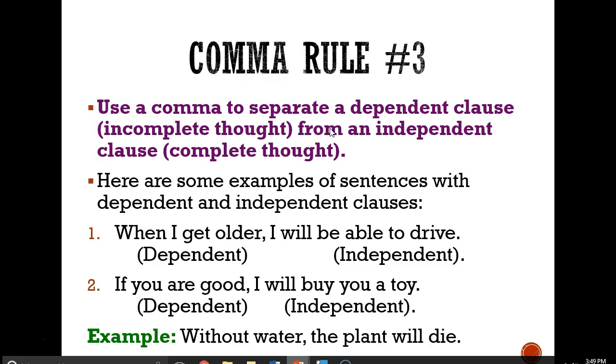The next comma rule is going to be to separate a dependent clause, which is an incomplete thought, from an independent clause, which is a complete thought. And again, you can write down these examples. You don't have to if you're going to remember what that rule means.